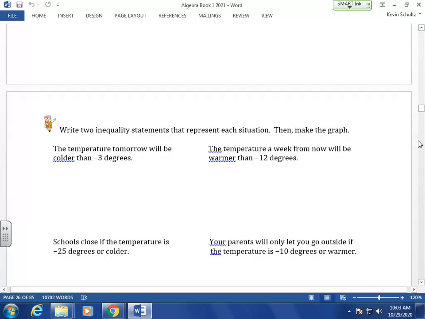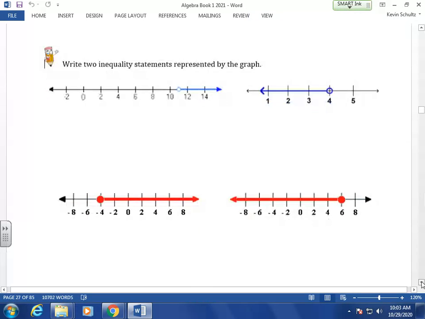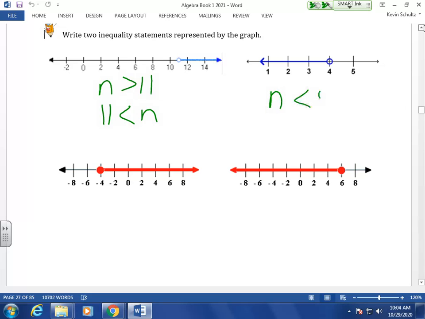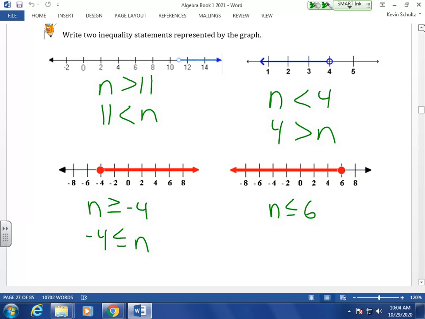Okay, then you needed to interpret the graph. So you needed to write 2 inequality statements that represented the graph shown. This first one, whatever variable that you want to use, n is greater than 11, or 11 is less than n. The next one, n is less than 4, or 4 is greater than n. And when I say or, you do need them both, but it's the other way to write it. For this one, n is greater than or equal to negative 4. Negative 4 is less than or equal to n. And lastly, n is less than or equal to 6. 6 is greater than or equal to n.